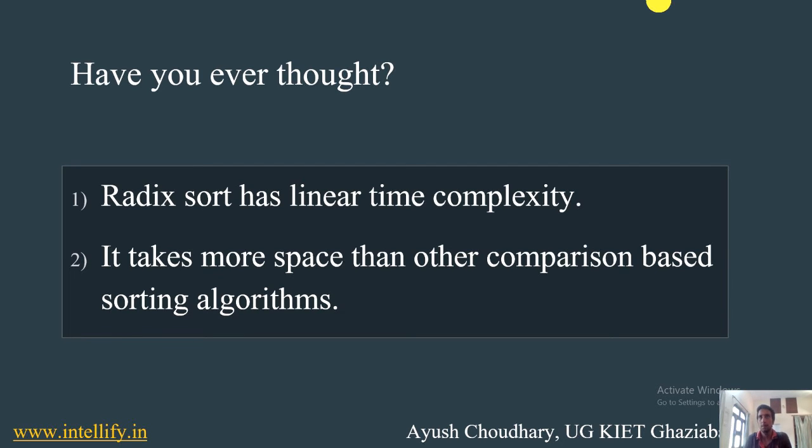Three passes are based basically upon the number of digits in the maximum element of the array, right? So as I've told you earlier, radix sort has a linear time complexity, and basically it takes more space as compared to the other sorting algorithms.